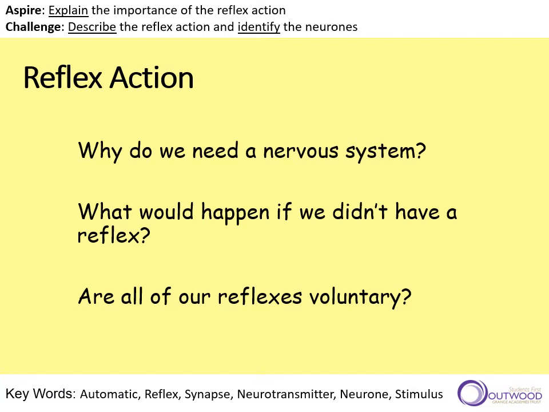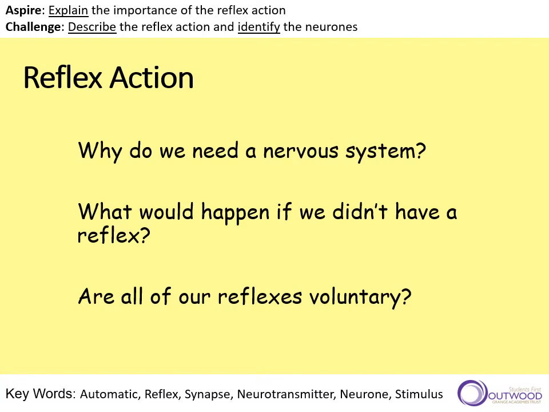Okay, so from a simple response, why do we need a nervous system? We need it to keep us safe. Yeah, it keeps us away from danger. It keeps us safe. It enables us to react to things around us. What would happen if we didn't have a reflex? It would mean that we'd get hurt.